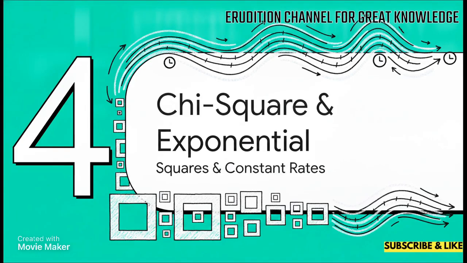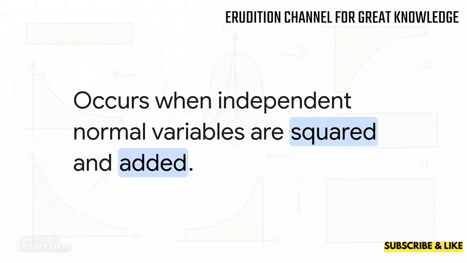All right, Section 4, chi-square and exponential, where we look at squaring variables and constant rates. So a really crucial thing to understand here is how distributions can actually be built out of other distributions. Take the chi-square distribution, for example. This occurs when you take independent variables that have a standard normal distribution, you square them, and then you add them all together. Imagine an equation like y equals z1 squared plus z2 squared, and so on.